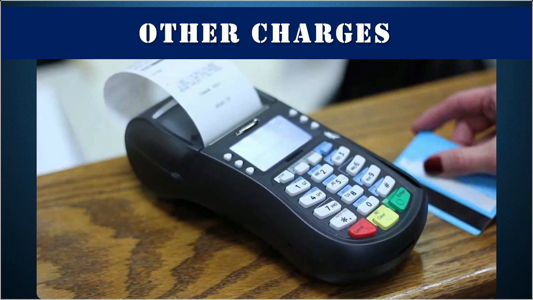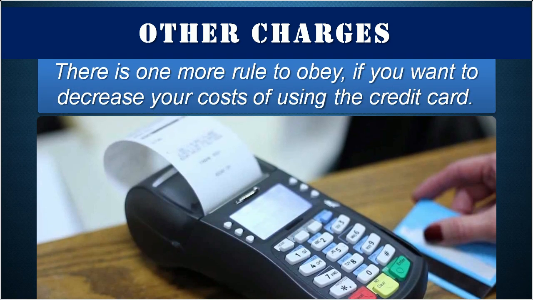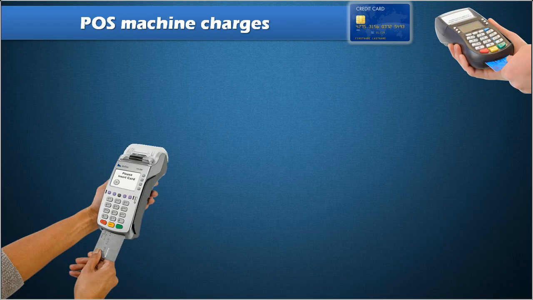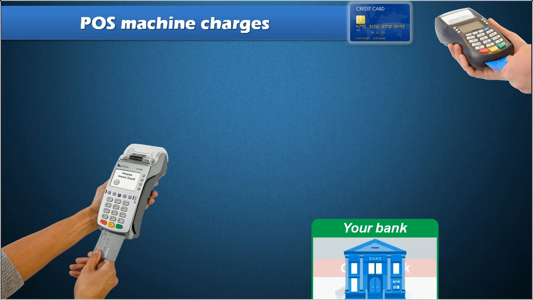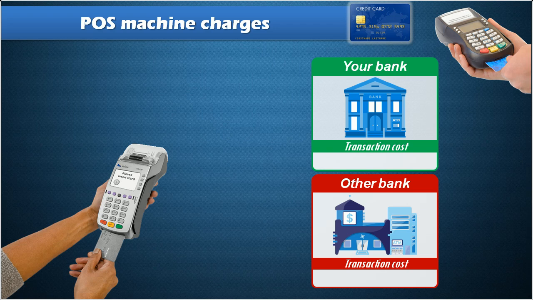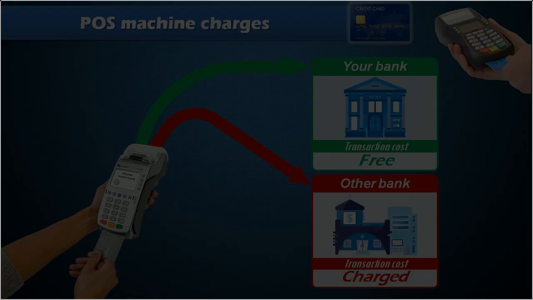Other charges. There is one more rule to obey, if you want to decrease your costs of using the credit card. When you pay with your credit card in a shop, restaurant, or any other place that accepts payments with the credit card, ensure the POS machine is connected with your bank. If the POS machine belongs to your bank, the transaction is free of charge. If it belongs to another bank, you are charged a certain amount.